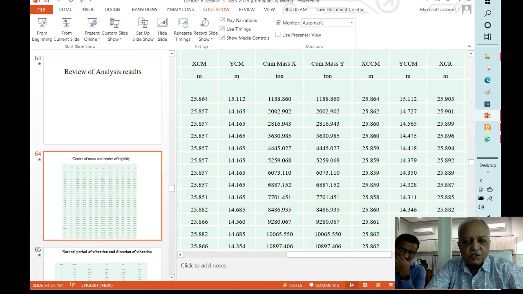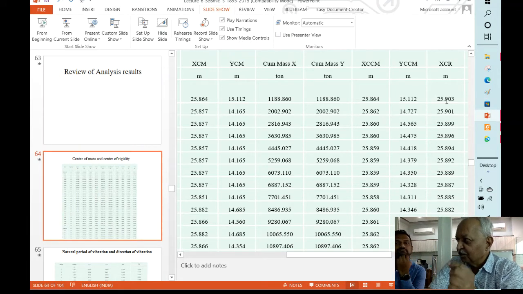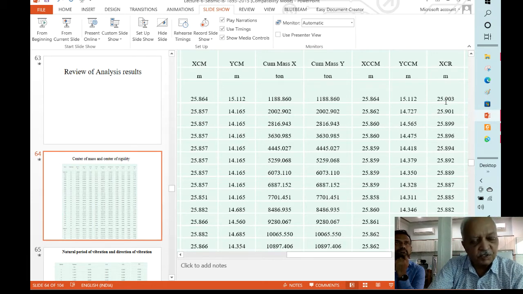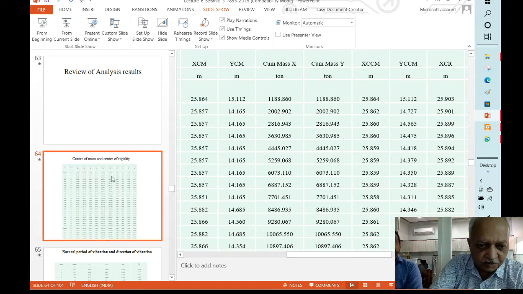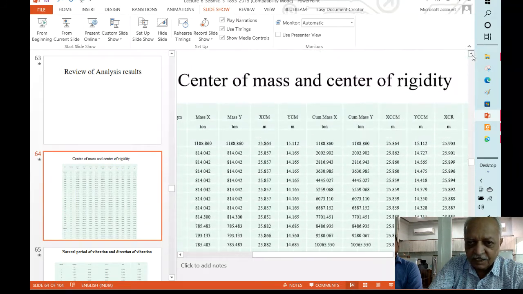So if you see, it is 25.864 and here it is 25.903. So very small distance, second digit or so on, there is a small difference. So you see that they are very close to each other, so this building is not in torsion. If that distance is very large, then you will see that the building will show in the first mode of vibration that the whole thing is turning in plan and so on. So that way you will be able to get the position of center of mass and center of rigidity.